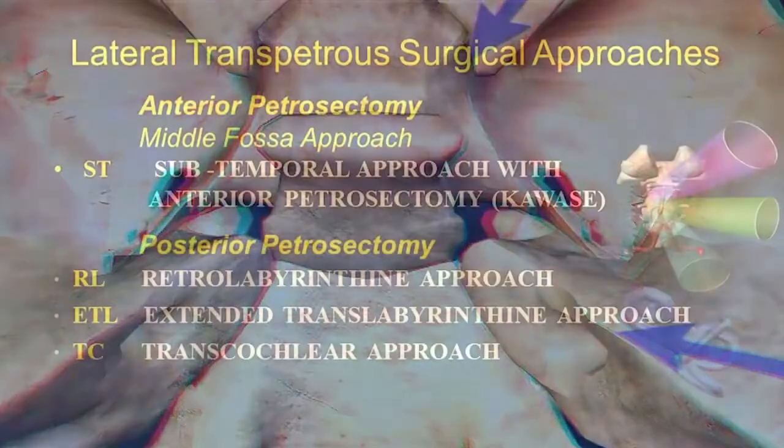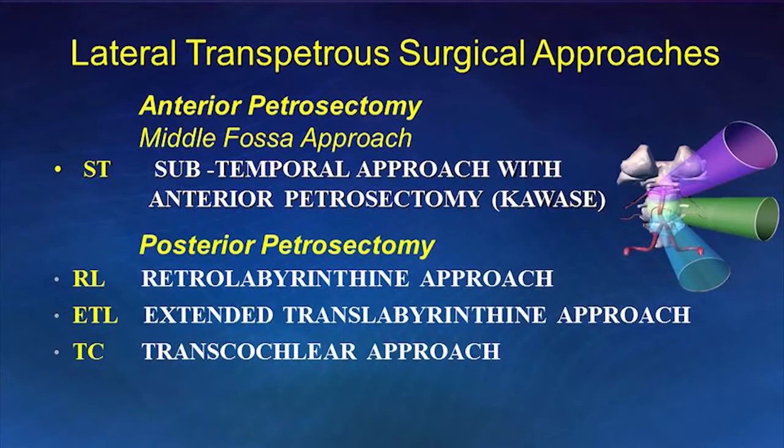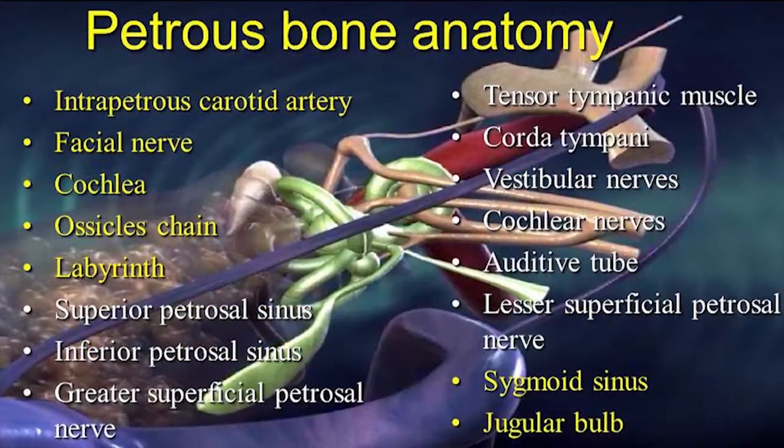Bilateral transpetrosal approaches are effective corridors to petroclival lesions and basilar artery aneurysms. They can be divided into anterior petrosectomy and posterior petrosectomy. A detailed knowledge of the anatomy of the temporal bone is essential in order to be able to perform these approaches.